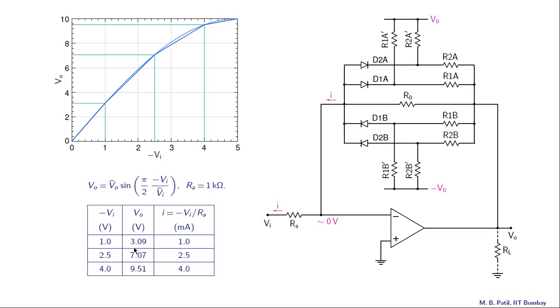Also, let us take Ra equal to 1 K, and with this value, since I equal to minus Vi by Ra, the numerical values of Vi and I would be the same except for the minus sign, because Ra is 1 K, and therefore Vi equal to 1 volt would mean I equal to 1 milliamp, and so on. So now we have the complete information about the breakpoints. We know the VO value for each breakpoint and the current value for each breakpoint.